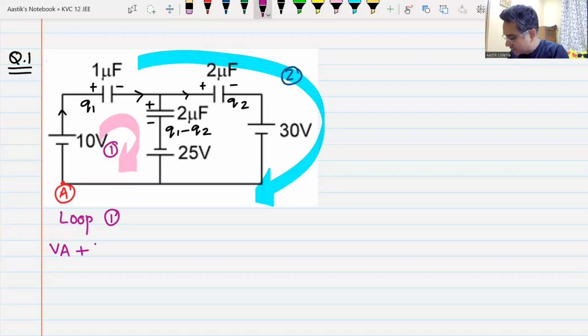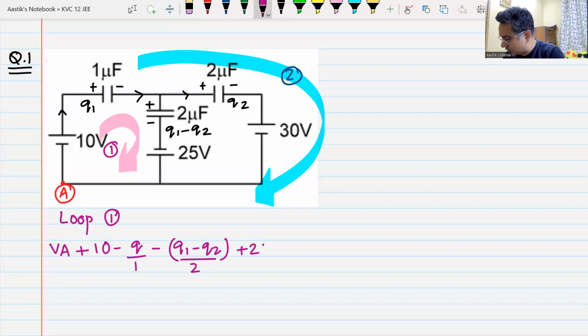Well done. VA plus 10 minus Q1 by 1 minus (Q1 minus Q2). Always put it in brackets so that you don't make a mistake. Divided by 2. There's one more battery here. Doesn't make any difference. Plus 25. We are moving from the negative terminal to the positive terminal, is equal to VA. Everyone got this equation? Can I have raised hand that we got this equation? Well done. Who is going to tell me the second equation from loop two?